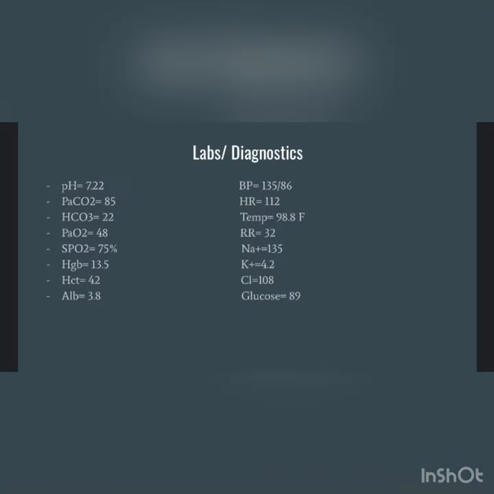The patient's recent labs and diagnostic studies show a pH of 7.22, a PaCO2 of 85, a bicarb of 22, PaO2 of 48, a SAT of 75%, hemoglobin at 13.5, hematocrit at 42, albumin at 3.8, a blood pressure of 135 over 86, a heart rate of 112, a temperature of 98.8 degrees Fahrenheit, respiratory rate 32, sodium level 135, potassium level 4.2, a chloride level of 108, and a glucose of 89.